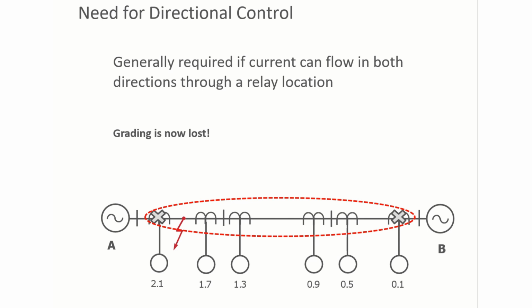Right now, we are only saying that whenever the current flows in one particular direction at the time of fault, then only the relay should operate. It should not operate for any other directions which are not as per our requirement.